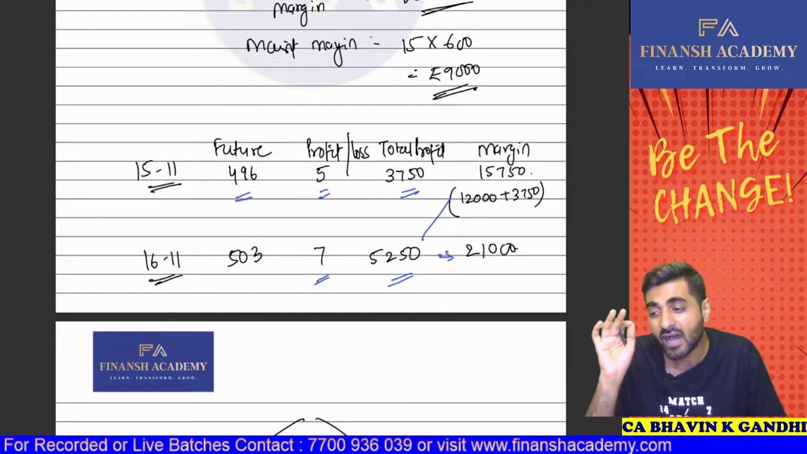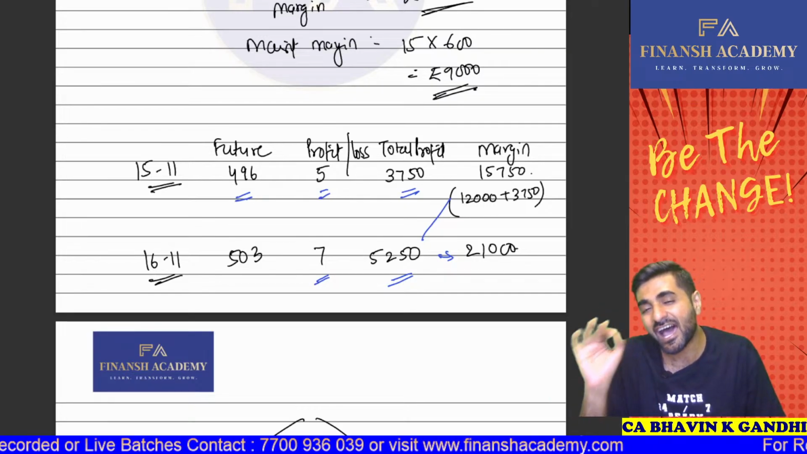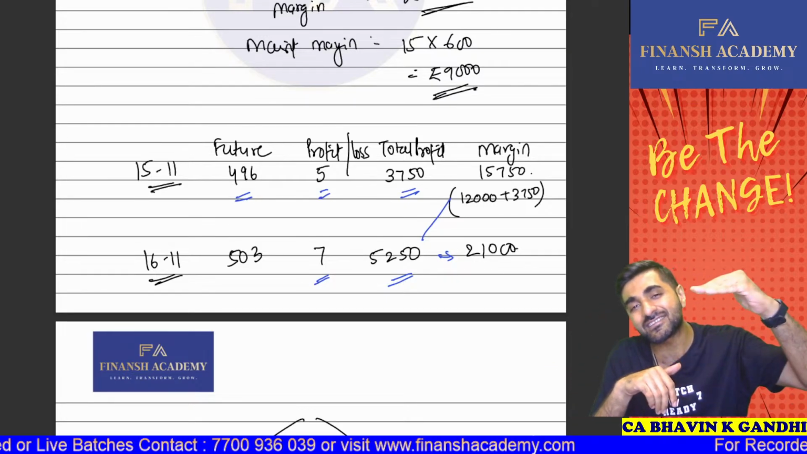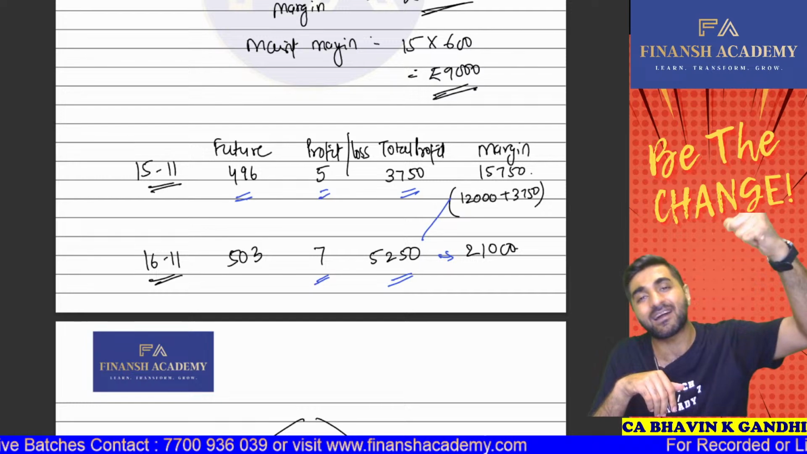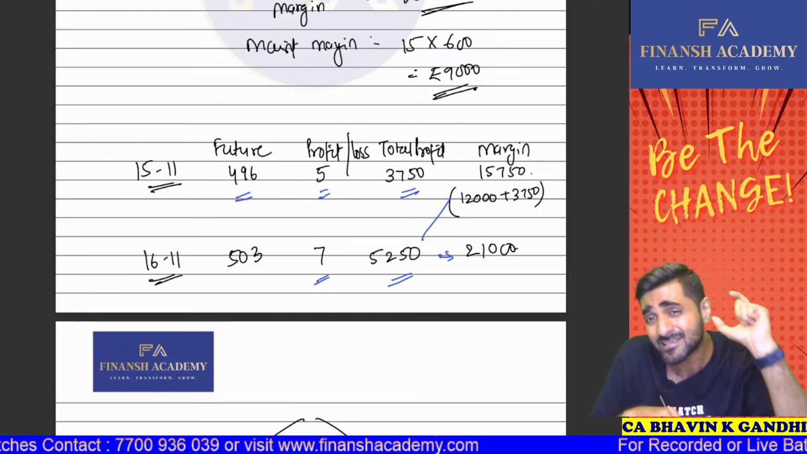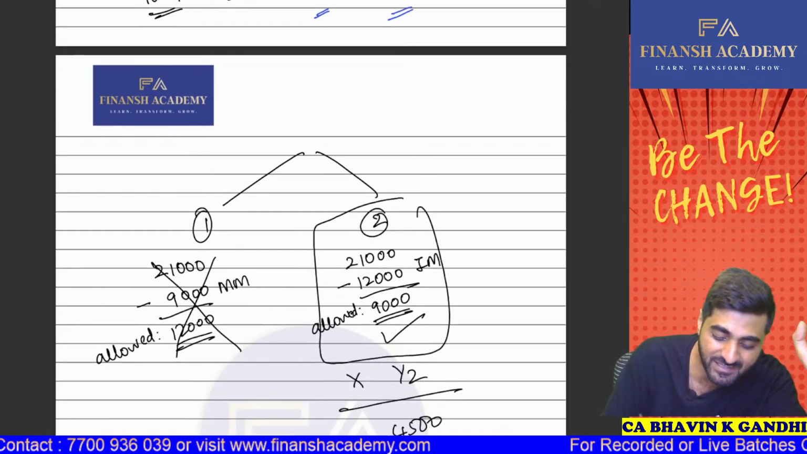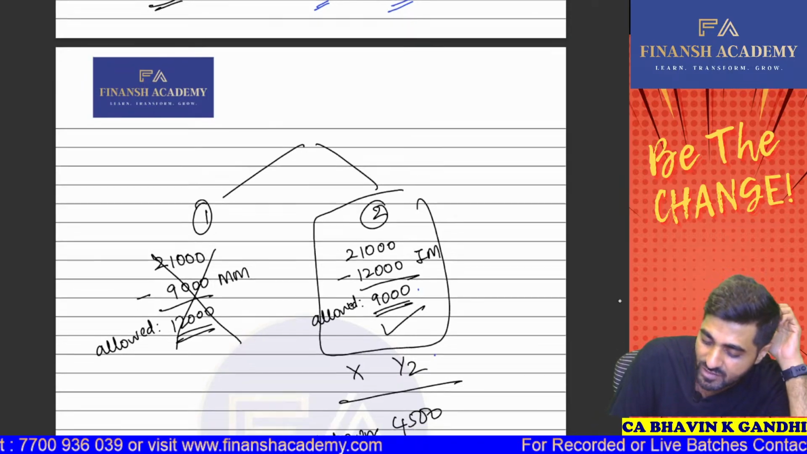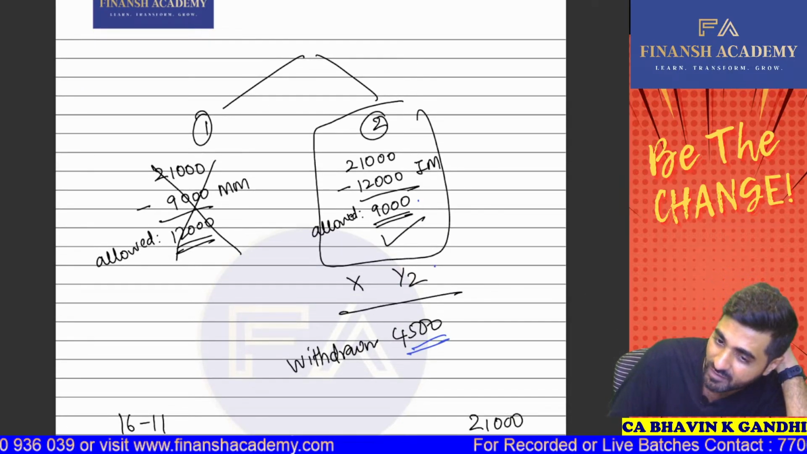But he is also withdrawing half of the permissible limit. So what is the half of the permissible limit? Your initial margin is 12,000 and now your margin is 21,000. So are you having some excess? Yes, sir. We are having some excess of 9,000. So half of 9,000 is 4,500. This much amount you can withdraw.